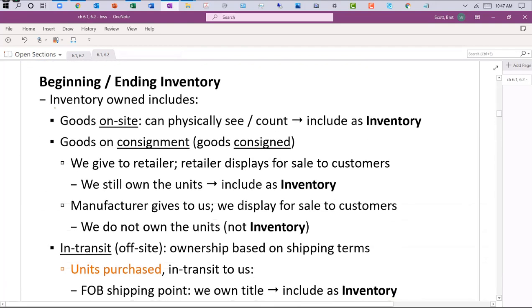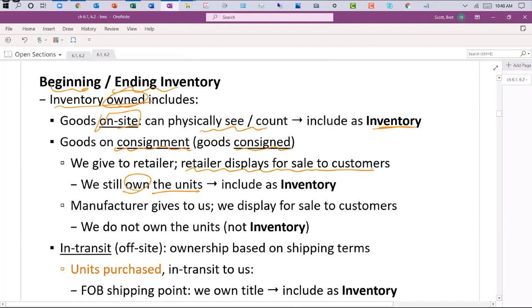Inventory owned, what does it include? So when we talk about the beginning and ending inventory that we own, what does it include? There are goods on site, those goods that we can physically see and count. Those are definitely included in inventory. But we also want to include goods on consignment, or goods consigned. It's a fancy word for basically saying we have inventory that we own. We own the units, but it's somebody else, like a retailer, that puts it on display for sale to customers.